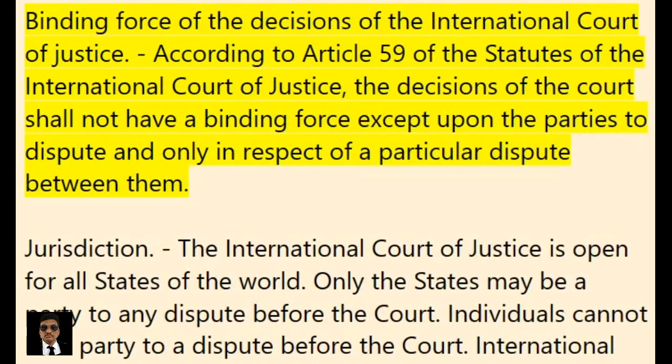Binding force of the decisions of the International Court of Justice. According to Article 59 of the Statute of the International Court of Justice, the decisions of the court shall not have a binding force except upon the parties to the dispute and only in respect of a particular dispute between them.